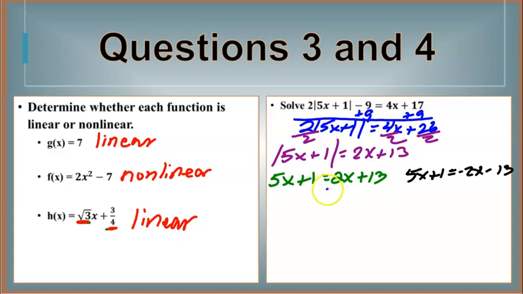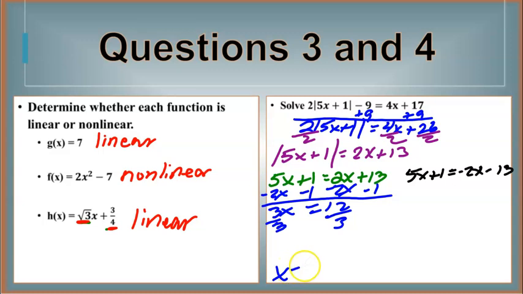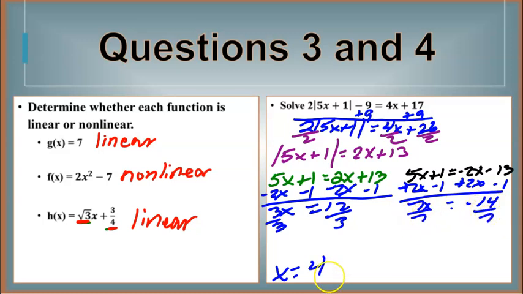Now I can get all the x's to one side, so I'm going to subtract 2x, and then I'm going to subtract 1 on both sides, and we're left with 3x is equal to 12. Divide by 3. X is going to equal positive 4. And on this side, I'm going to add 2x to both sides. And I'm going to subtract 1. And this is going to give us 7x equaling a negative 14. Divide everything by 7. X can also be a negative 2. So these would be my two solutions for x.